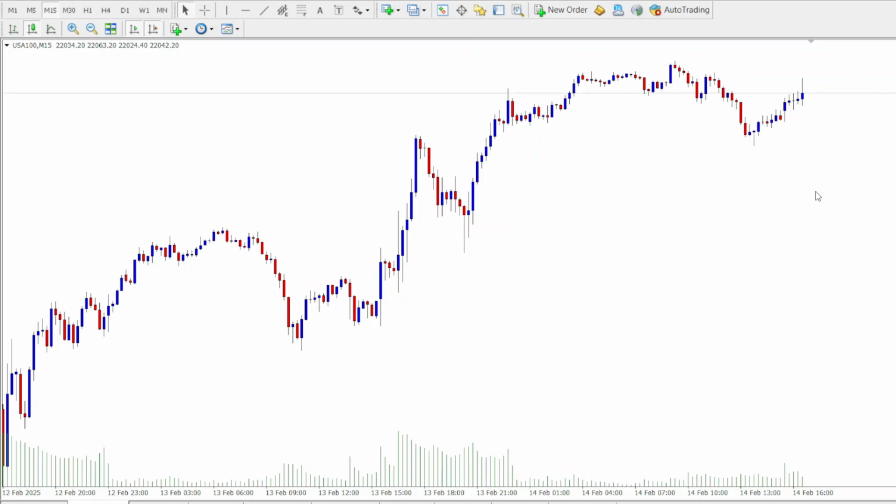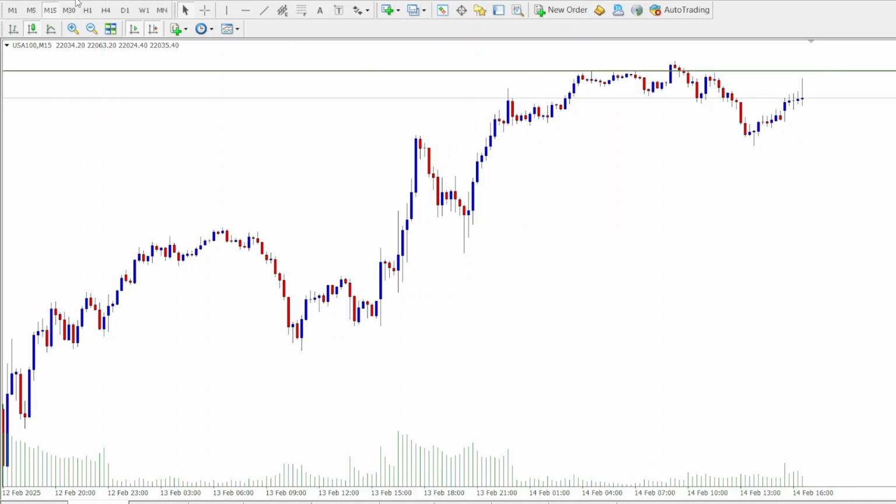Now, liquidity is what drives the market, right? Smart money traders look for areas where retail traders place their stop losses and pending orders. Then where does liquidity build up? Above major swing highs and below swing lows.